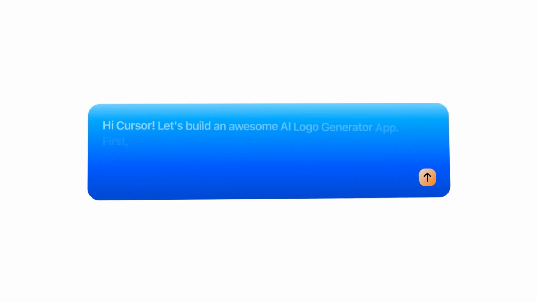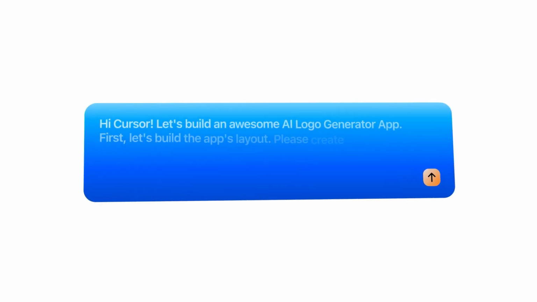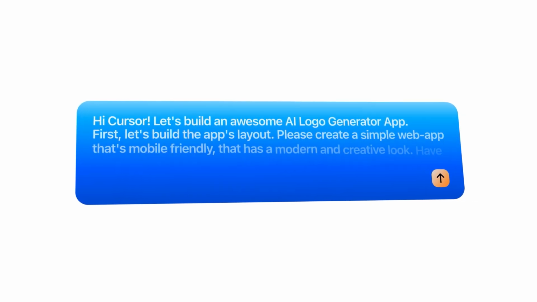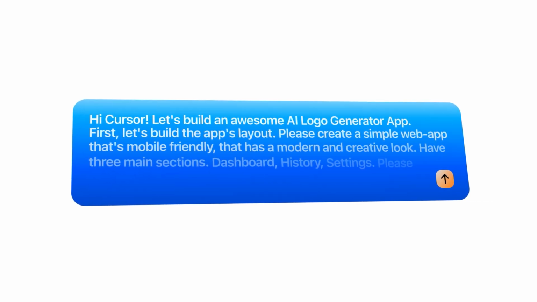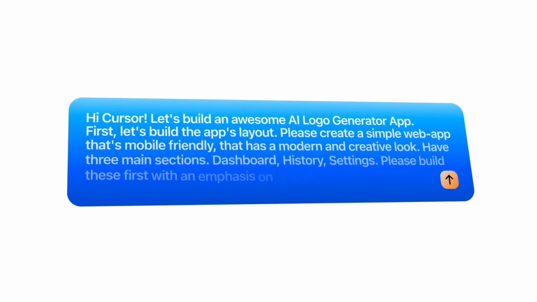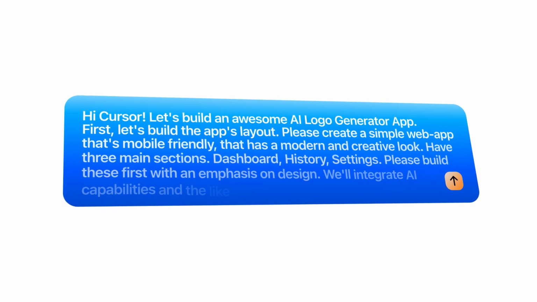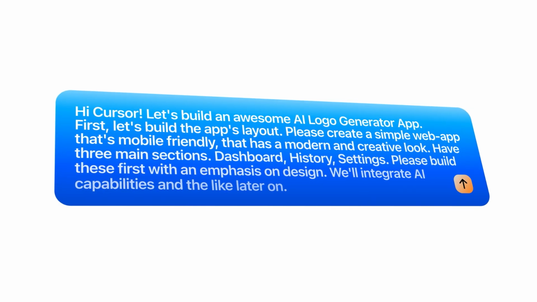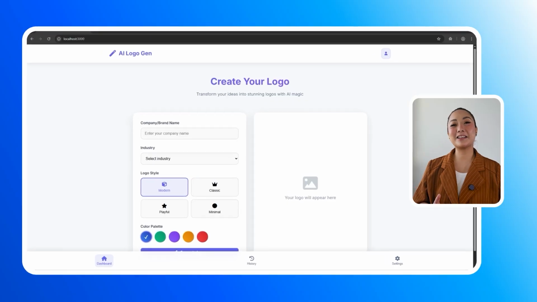Hi Cursor, let's build an awesome AI logo generator app. First, let's build the app's layout. Please create a simple web app that's mobile friendly, that has a modern and creative look. Have 3 main sections: dashboard, history, settings. Please build these first with an emphasis on design. We'll integrate AI capabilities and the like later on. So let's try to launch the app.